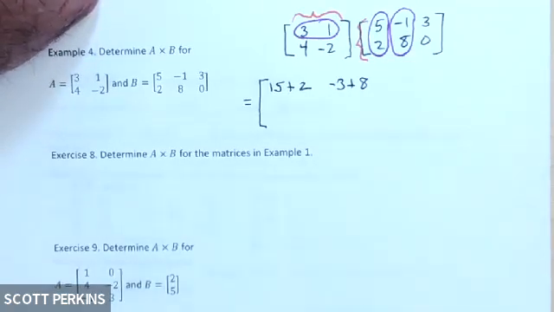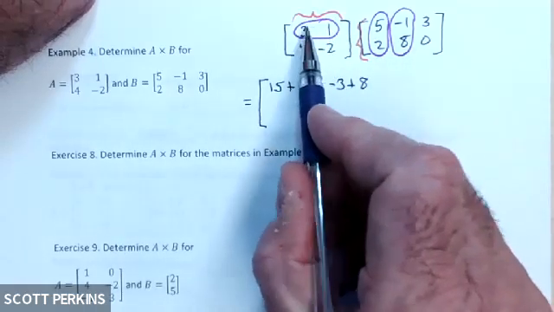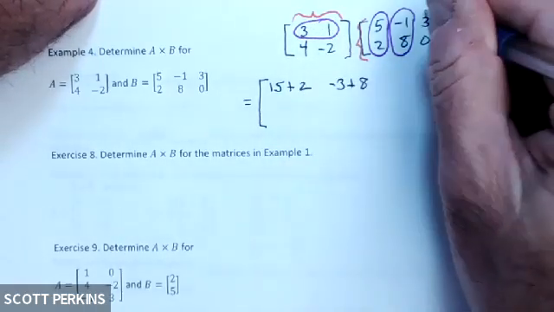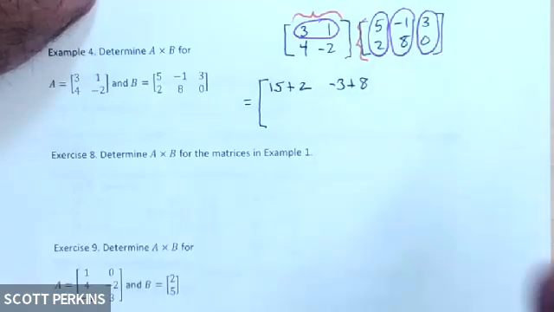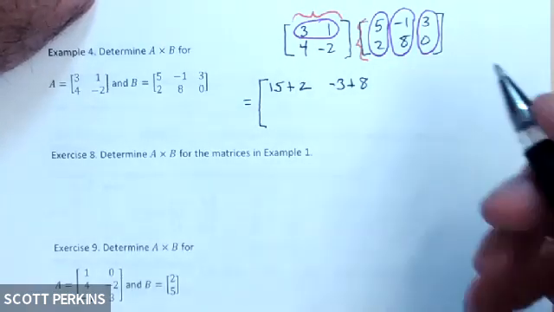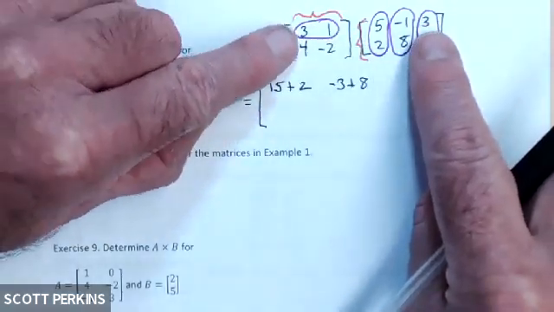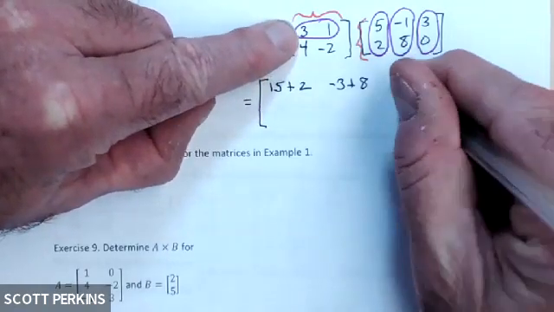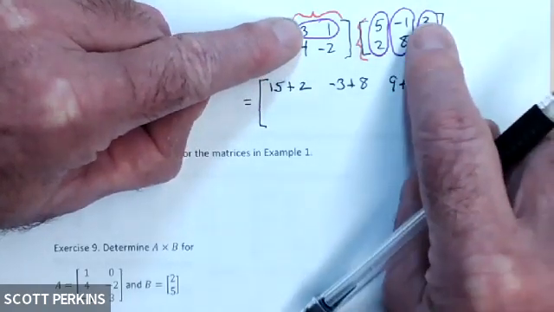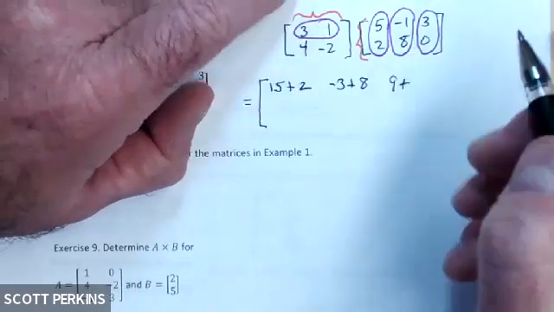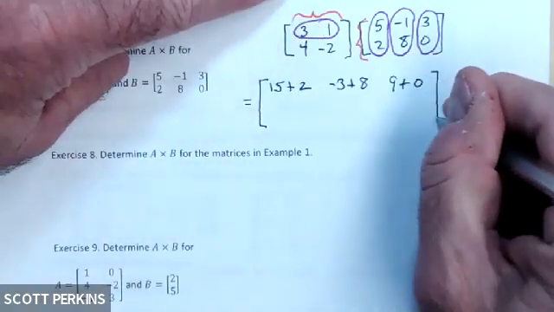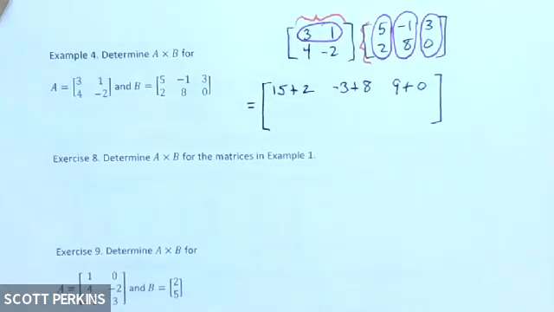And then last but not least, I'm going to take that 3 and that 1, the first row, and multiply by the last column. If this was a 2 by 10 matrix, I would just keep doing every successive column until I was done. So now I'm going to take my 3, 1 row, multiply by the 3, 0 column. First, 3 times 3 is 9 plus. Now I'm moving to the next elements. 1 times 0 is 0.